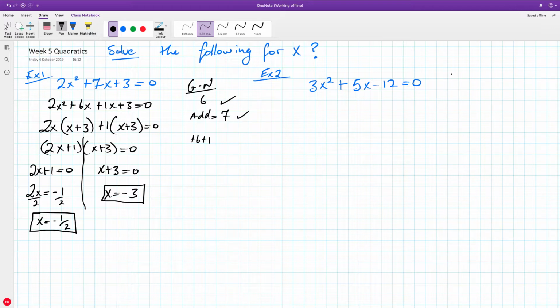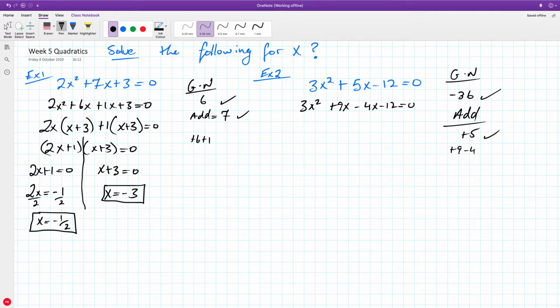Right, we'll have a little look at this here. What is our guide number? Minus 36, and we want it to add to give us plus 5. What do we go with? Plus 9 and minus 4. It does add to give us 5 and does multiply to give us minus 36. Perfect. 3x squared plus 9x minus 4x minus 12 is equal to 0.